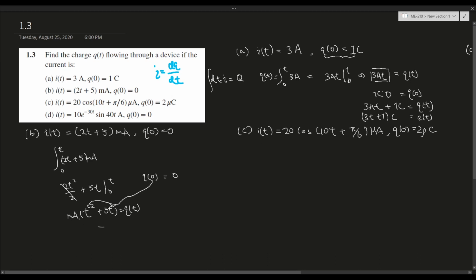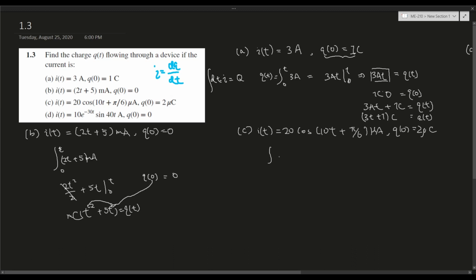Sorry, this should be C. We're no longer dealing with amperes, it should be coulombs. And this is number C here. Number C has a little bit of a challenge to it. If you're in my class, I know this is our first homework. So let's go through this.